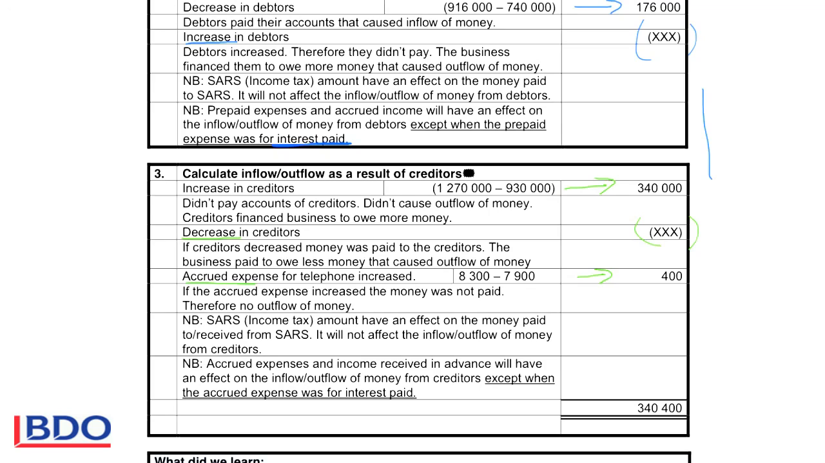of the cash flow statement, and accrued expense and income received in advance in connection with any other income and expense will be taken into account with creditors, but if it is an accrued expense in connection with interest, it will not be taken into account with the creditors.